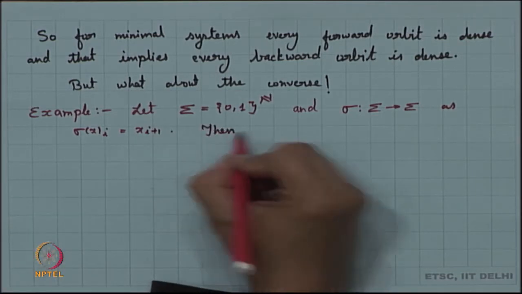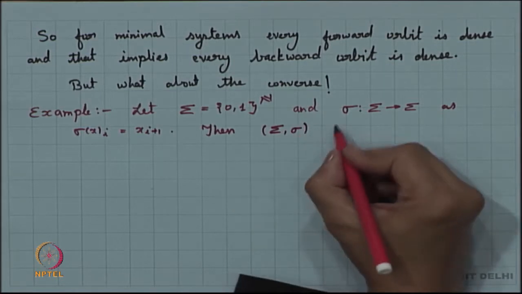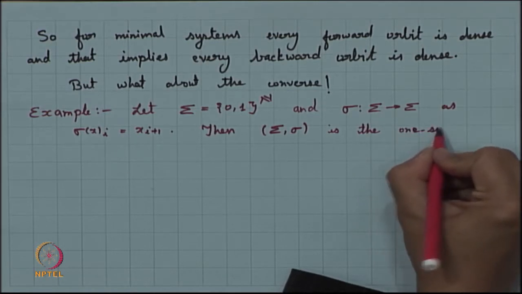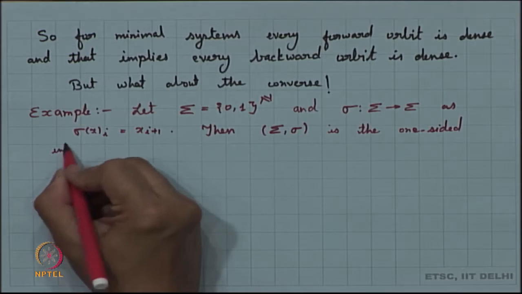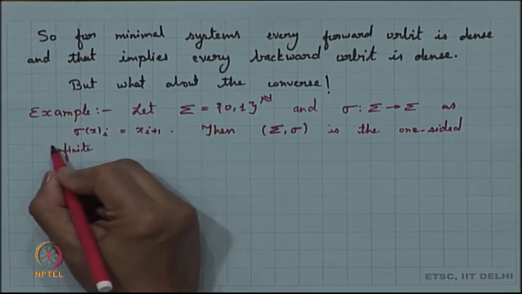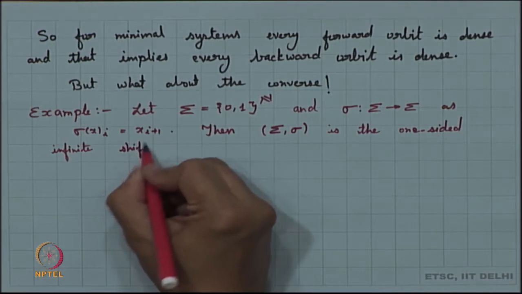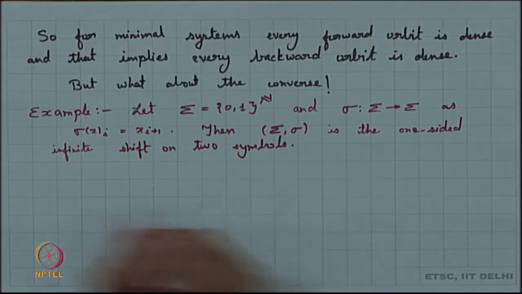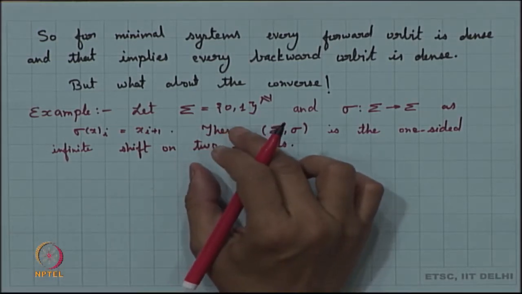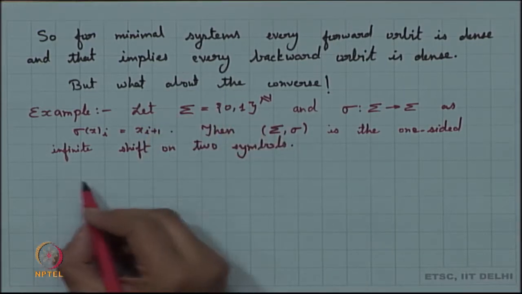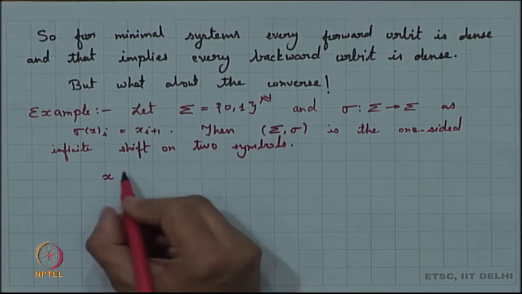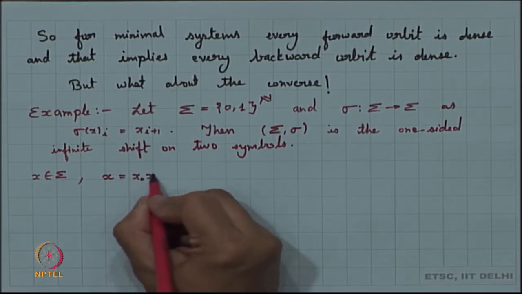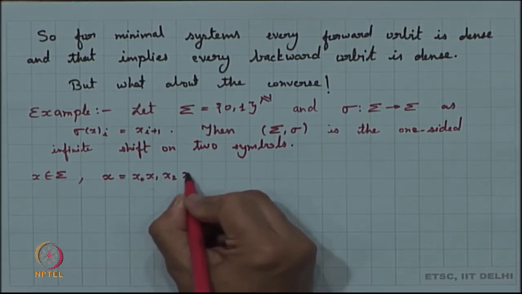Then this is my dynamical system. It is basically the one-sided infinite sequence shift on two symbols, right. We have seen this example earlier also. Now, let us try to look into a typical point here. So, a typical point x belongs to sigma, and this would be of the form x0, x1, x2, x3 and so on.